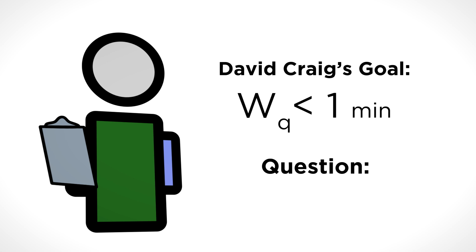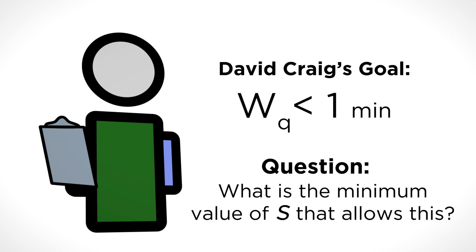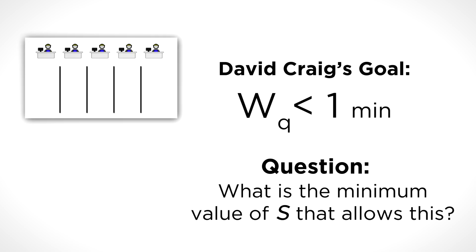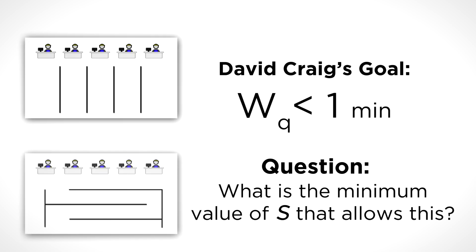The question we'd like to answer now is how many cashiers must David Craig hire in order to achieve this objective? Clearly, the answer will be different depending upon whether David Craig has separate lines in front of each cashier or one long line in front of a pool of cashiers. In order to begin to answer the question, let's first remember some basic data from the case.